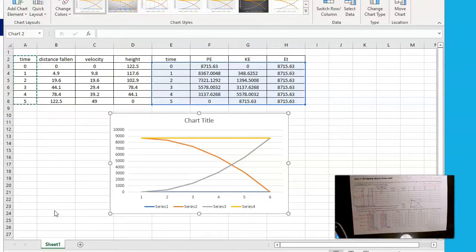I'll jump ahead and do 4 seconds now as my last example. So again, the ET is going to be 8,700. And the potential energy at 4 seconds is going to be 3137. So 1,000, 2,000, 3,137, about right in here. And my kinetic energy is 5,056. So 1, 2, 3, 4, 5, about right in here.